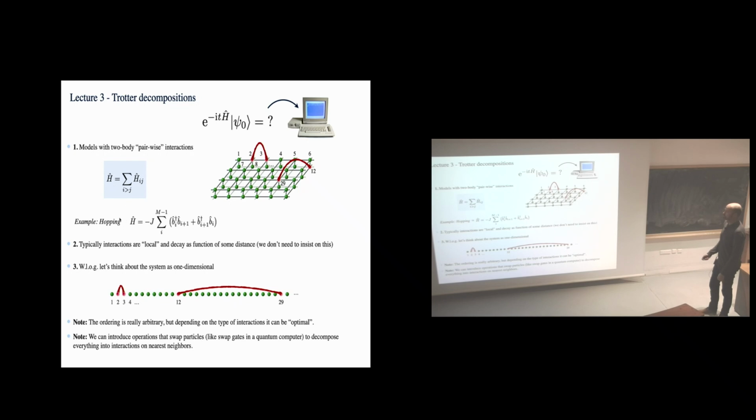For example, if you have just particles hopping between nearest neighbors in 1D, bosons, then it would be a term like this. And then, of course, you would not have all of the i larger than j terms, but really only the nearest neighbor terms.